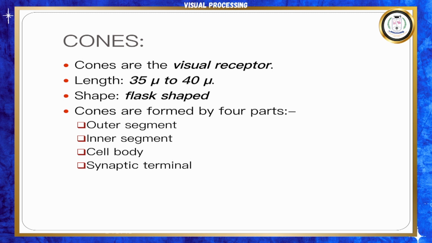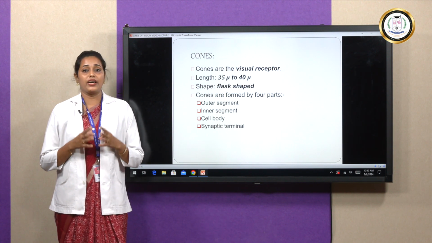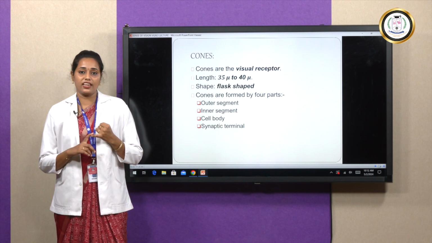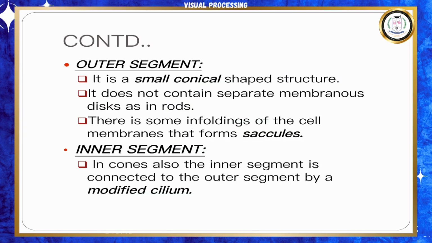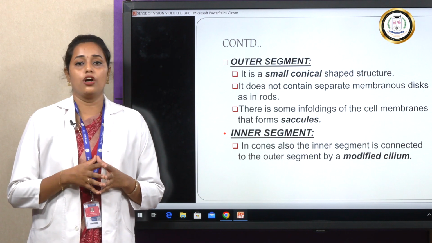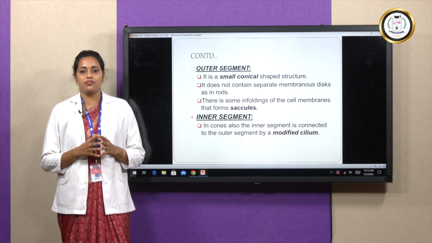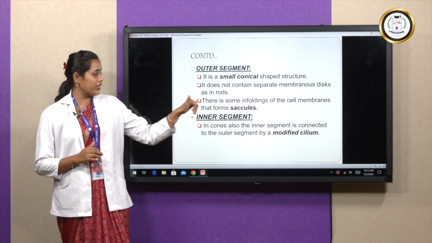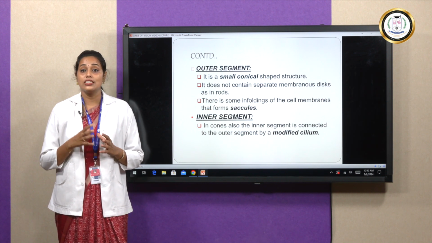Next, we'll start with cones. Cones are the visual receptors. The length is about 35 to 40 micrometers and the shape is flask shaped. The cones are formed by four parts similar to rods: the outer segment, the inner segment, cell body, and the synaptic terminal. First, we'll start with the outer segment. Here, the outer segment is a small conical structure. In rods, we discussed that the outer segment consists of a pile of free-floating flat membranous discs. But in the cones, we do not have any disc-like structure, but we have infoldings of cell membranes. These infoldings of cell membranes are called saccules.